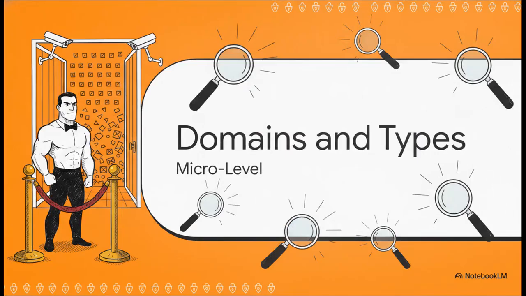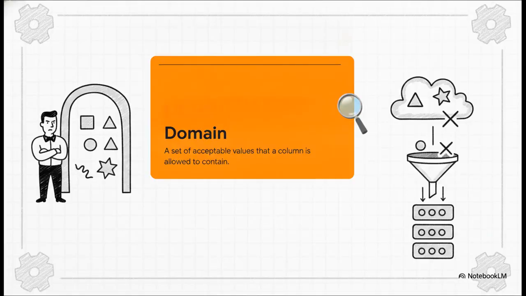Section 3. Micro level, data domains, and types. Now we're really zooming into the micro level to see exactly how a database maintains its perfection. I want you to think of this concept, a domain, as the strict bouncer at the door of your database. A domain is a set of acceptable atomic values that a column is allowed to contain. So the absolutely crucial point here is that a domain is basically a strict rulebook. It determines the specific, limited pool of possibilities allowed inside any given attribute. You can't just type whatever you want into a database. The domain dictates what is actually valid.